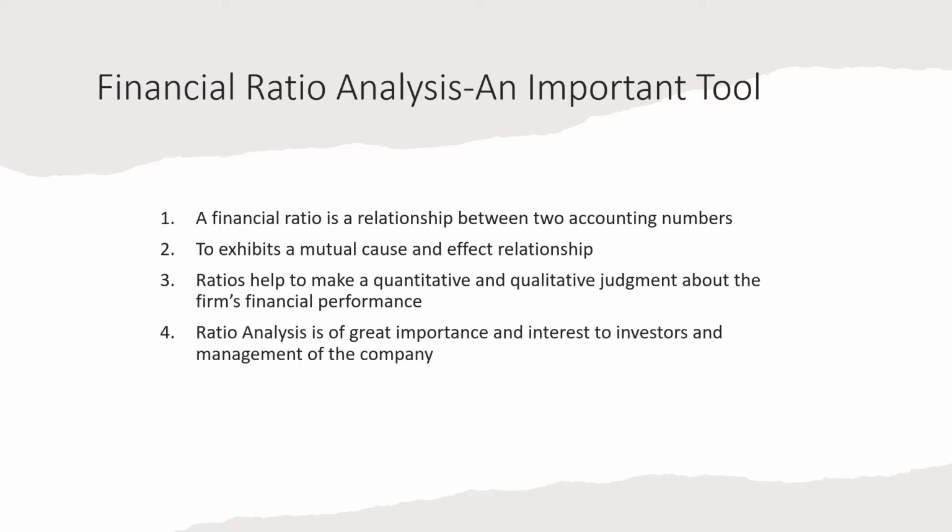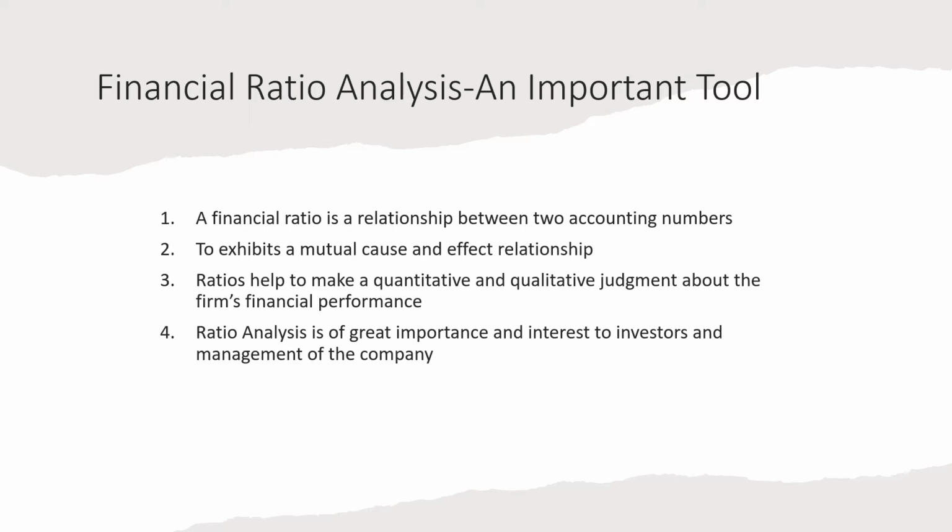Financial ratio is a relationship between two accounting numbers in the financial statement. It exhibits a mutual cause and effect relationship between the two. That is, if one rises, what is the impact on the other? Like if sales rises, then what is the impact on the current assets? Or if debtors rises, what is the impact on the payment period?